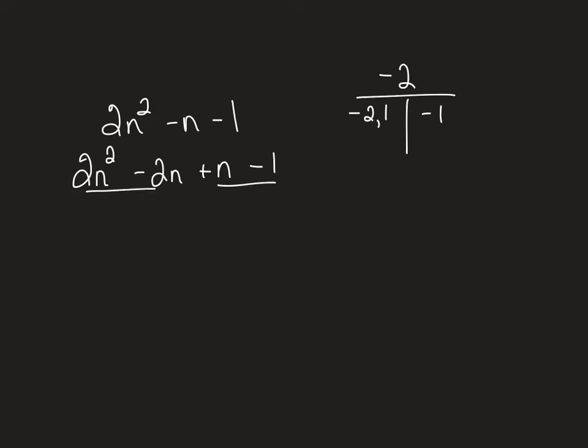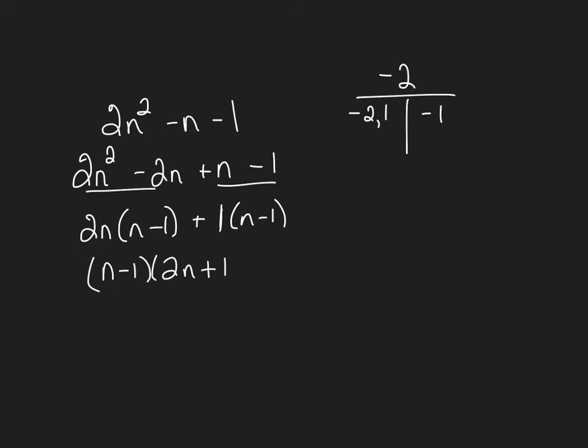Group here and here. I can factor out a 2n, and I'm left with n minus 1. Plus, there's nothing to factor out, but I have a 1n times n minus 1. So we're going to have n minus 1 times 2n plus 1. It factors pretty easily. Now sometimes you might have what we call a prime polynomial.